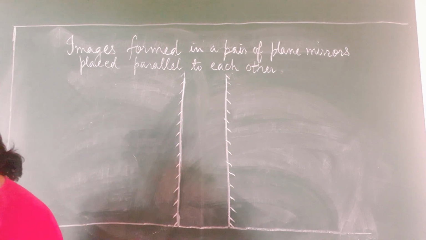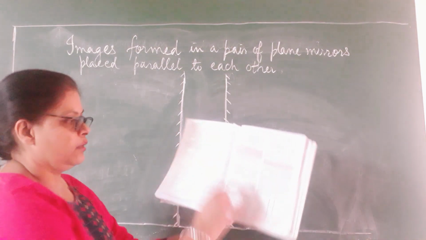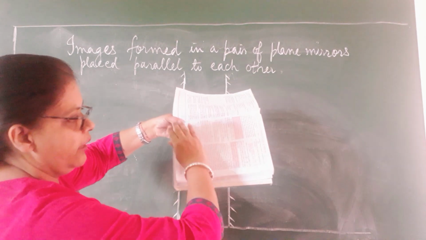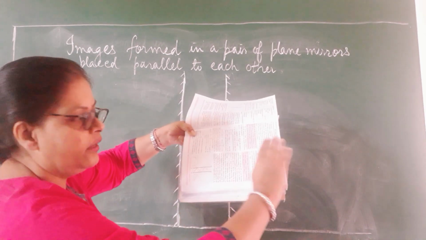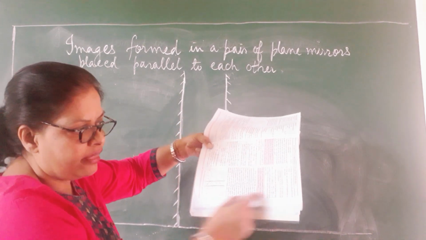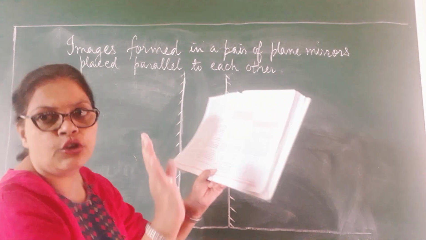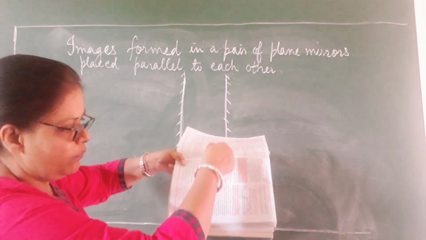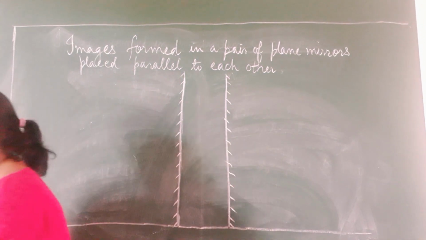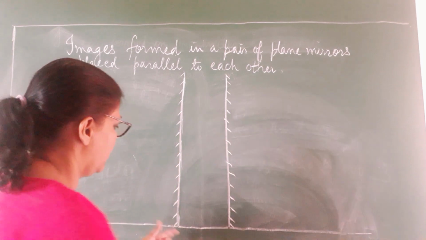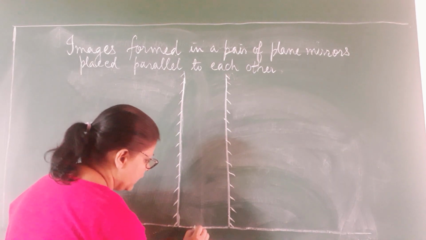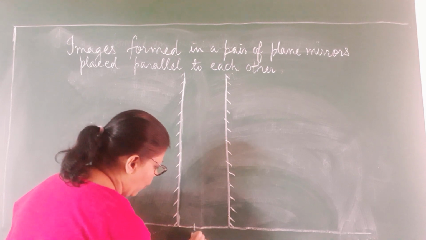Listen, you will not draw the diagram in this manner. No, you will draw the diagram in this manner. You will take the notebook and you will draw the diagram widthwise, breadthwise, not lengthwise, otherwise it will not fit. You will draw the diagram breadthwise. You will take two parallel mirrors at a distance of 6 to 7 centimeters away from each other, and you will take an object. Say the object is O.